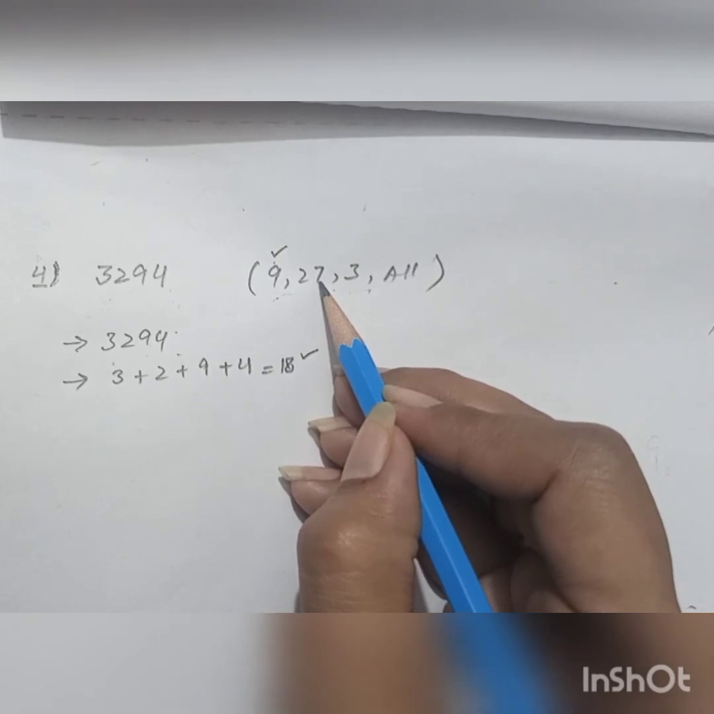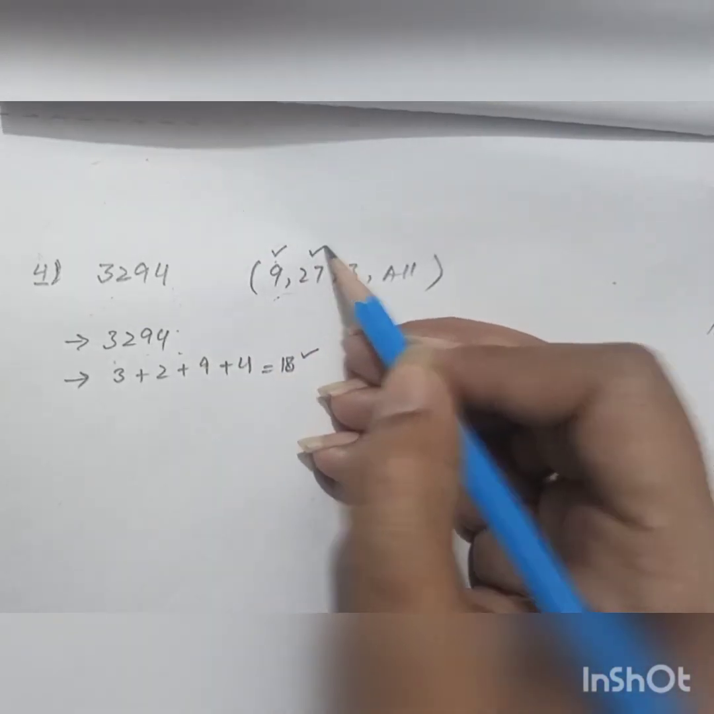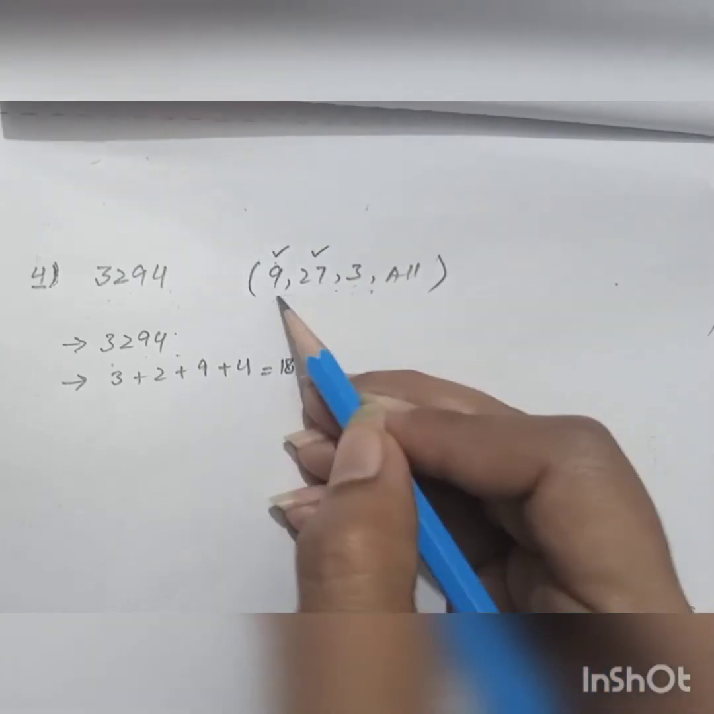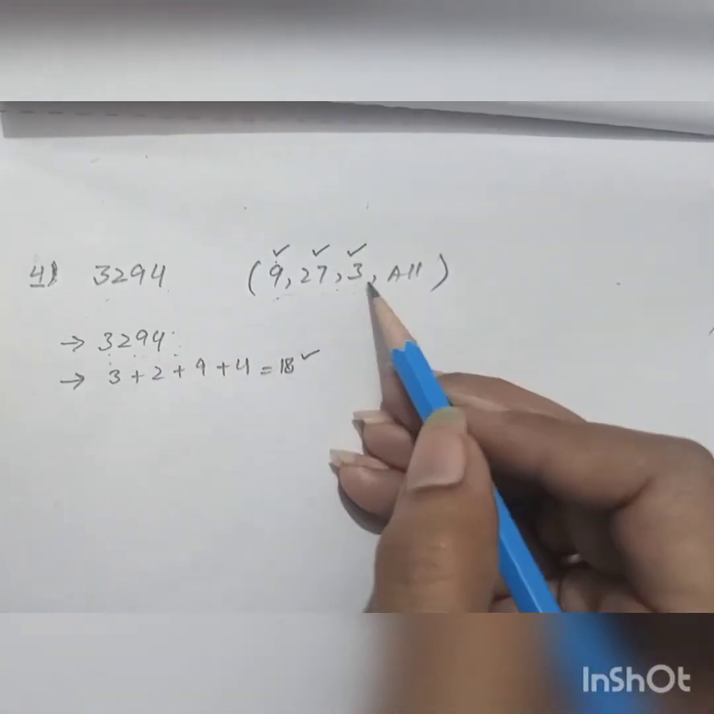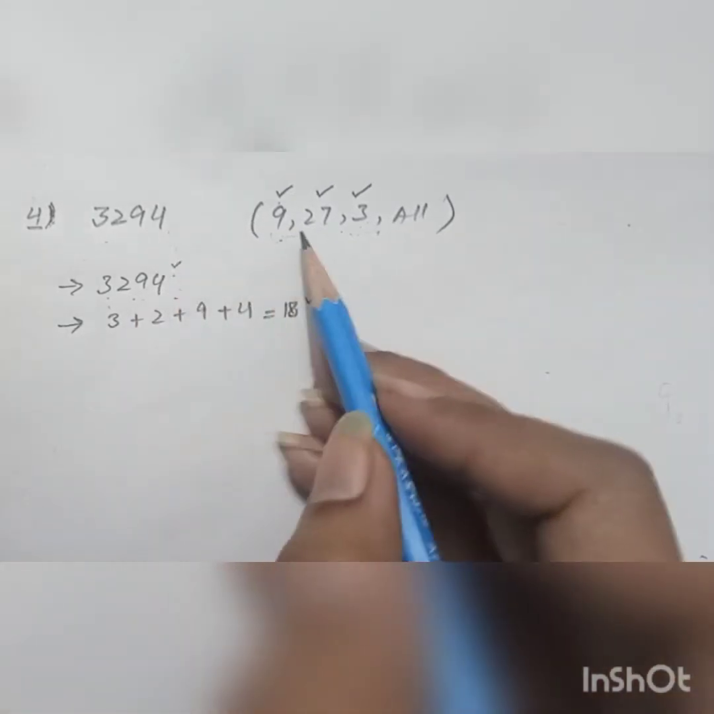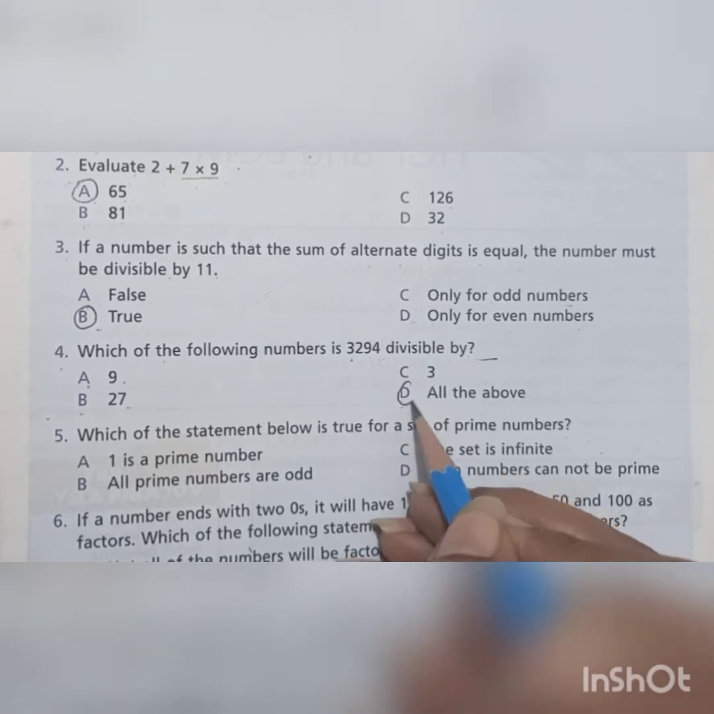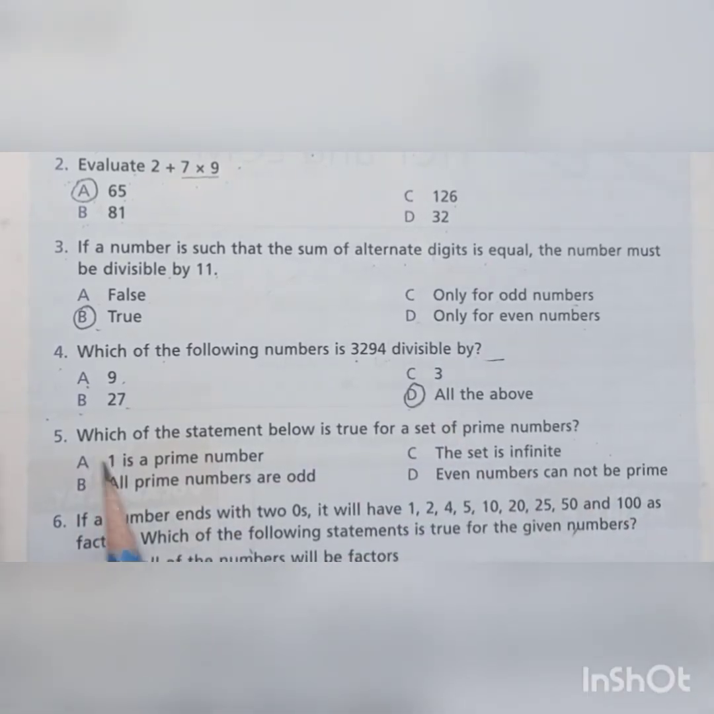Also 27 is a multiple of 9. So this number is also divisible by 27. 3 is also a factor of 9, which means this number is also divisible by 3. We can see that this number is divisible by all of these, which means that option D is correct, that is all of the above.